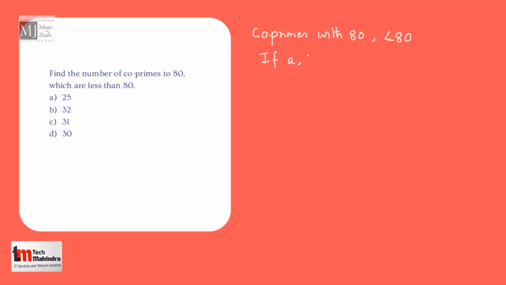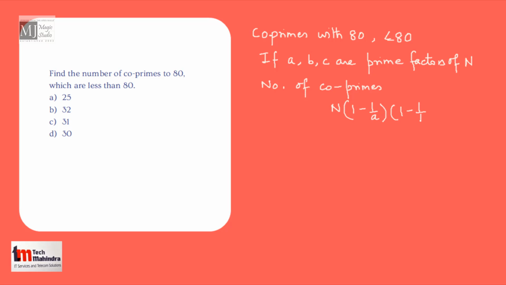Suppose A, B, C are prime factors of n. Then the number of co-primes is given by n into (1 minus 1 by A) into (1 minus 1 by B) into (1 minus 1 by C). We should know this thing.